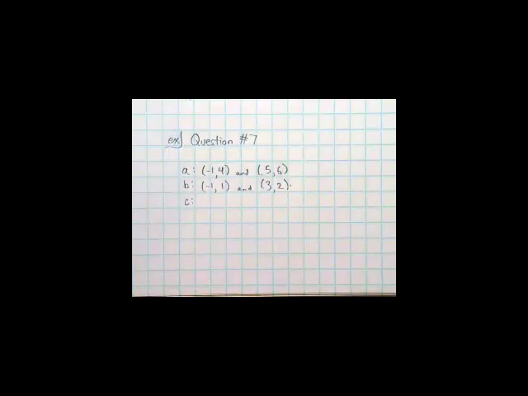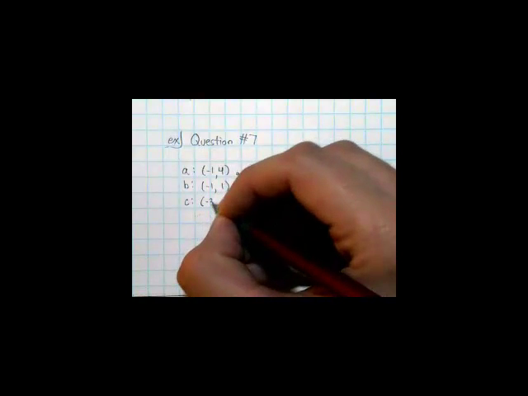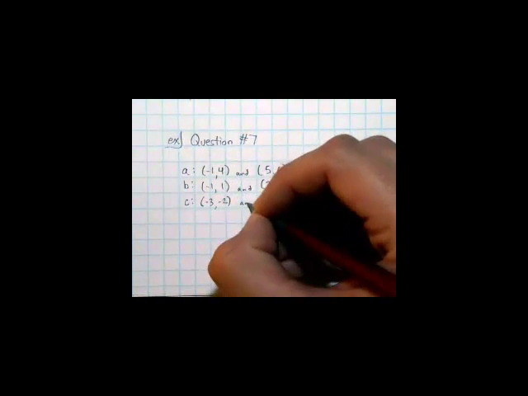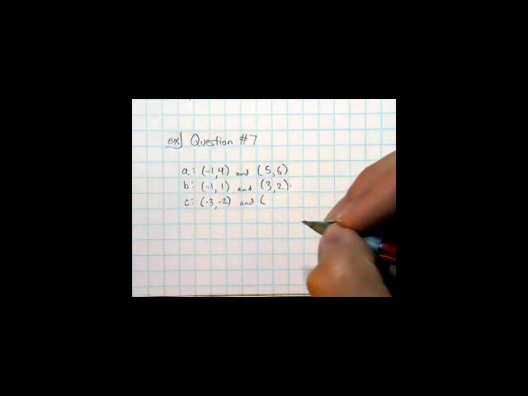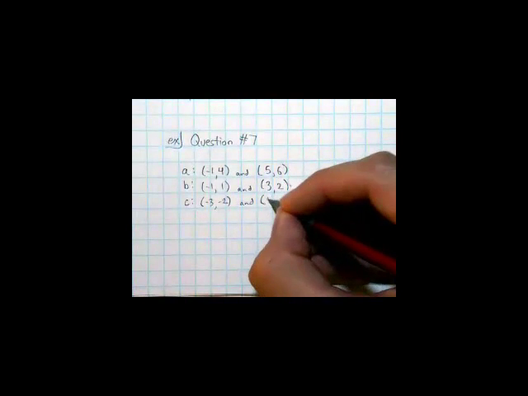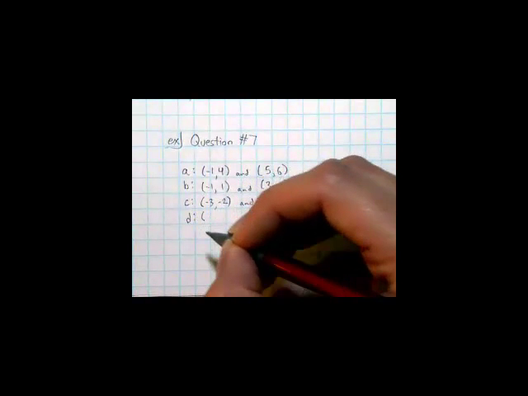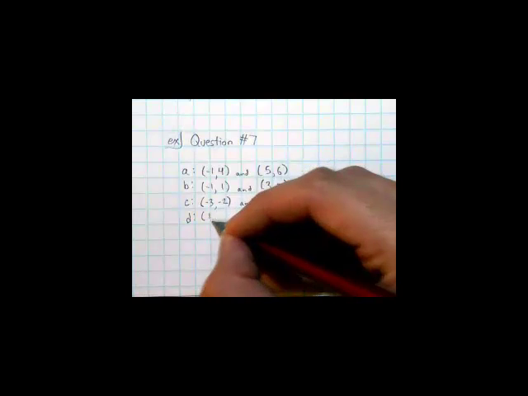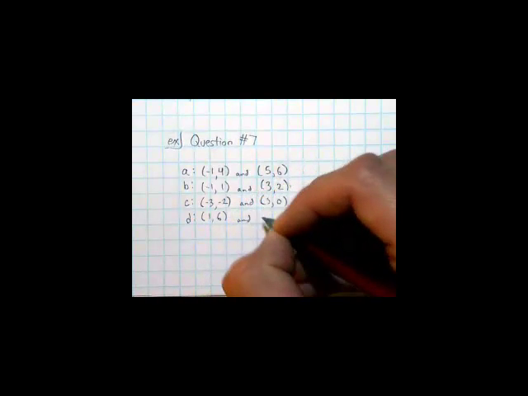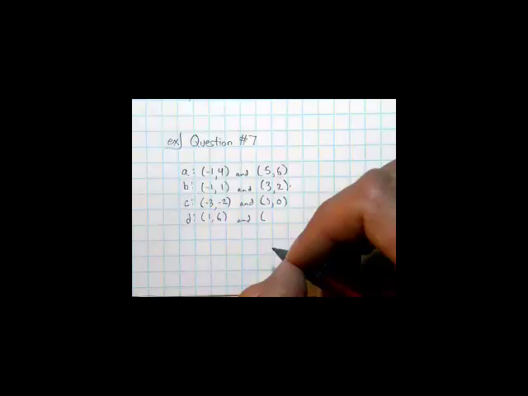For line C, -3, -2, and 3, 0. And then line D, this is the one that looks perpendicular, but let's double check. 1, 6, and 3, -2.